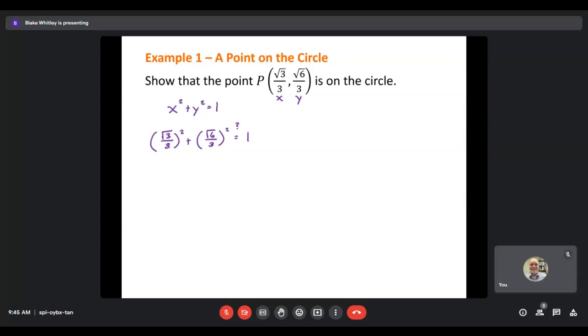When we square a fraction, we can square the numerator and square the denominator. So square root of 3 squared just gives us 3, and 3 squared gives us 9. Over here, the square root of 6 squared is 6, and 3 squared is also 9. When we add these two fractions, we already have a common denominator, so we can add their numerators. 3 plus 6 is 9 over 9, and that is equal to 1. That shows that that point is on our unit circle.